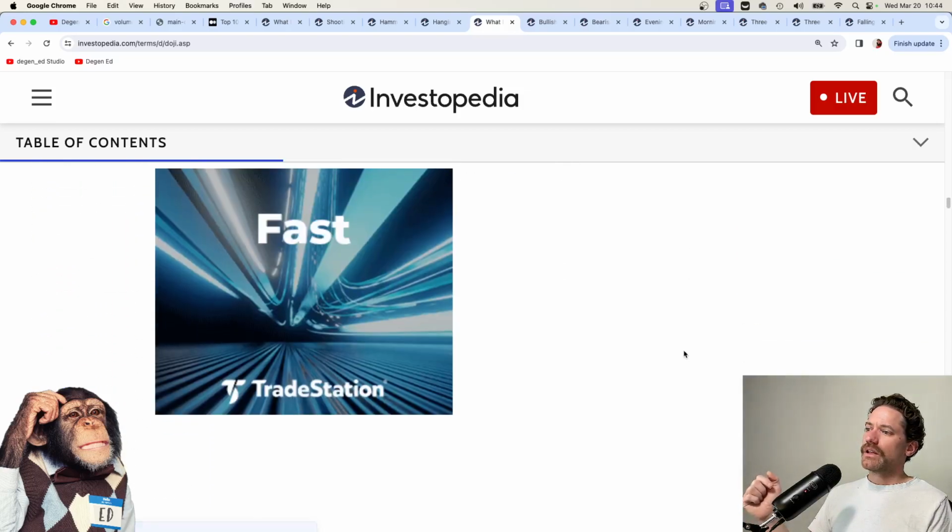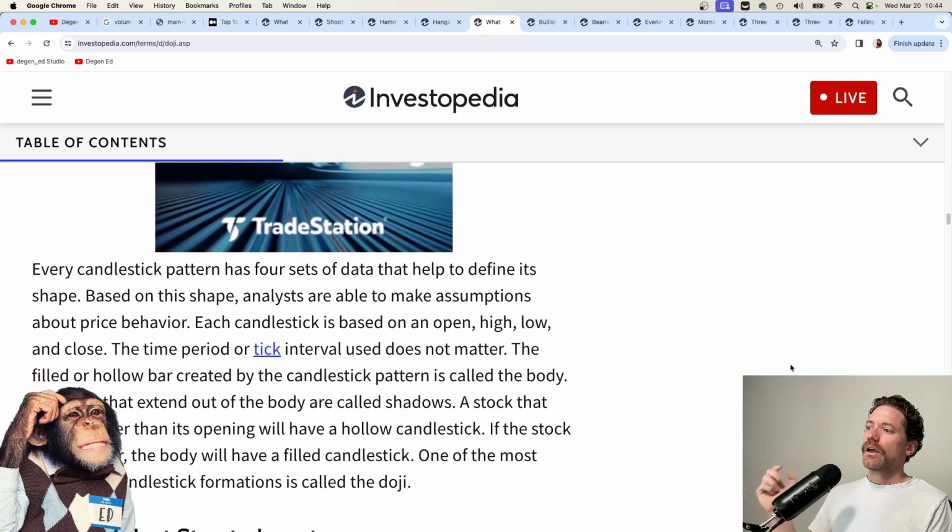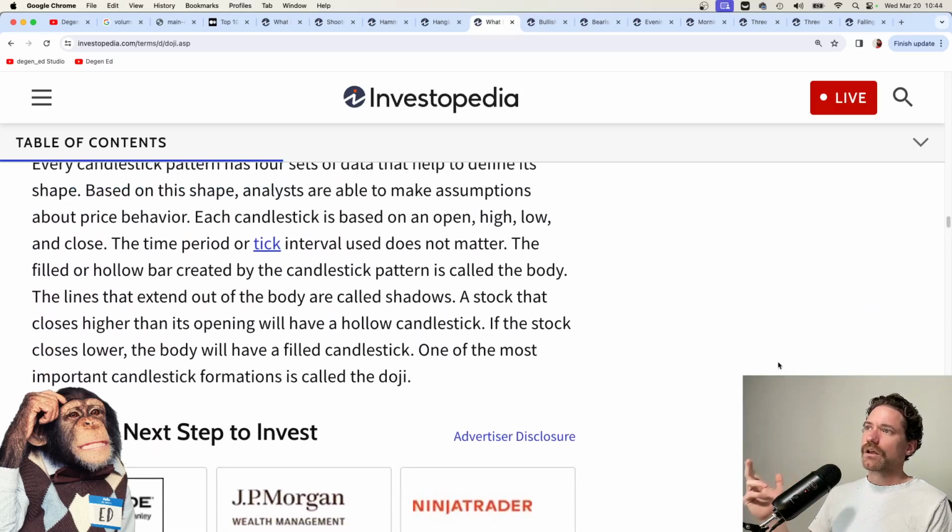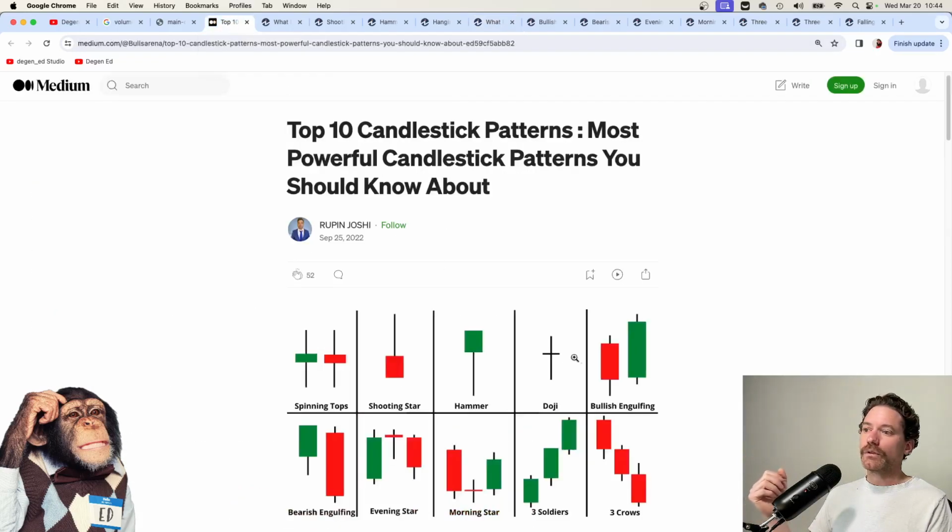And so let's see if there's any other useful information on here. I will actually probably just skip to the next example, and then you guys can read further if you'd like to. So the next one is the bullish engulfing candle.